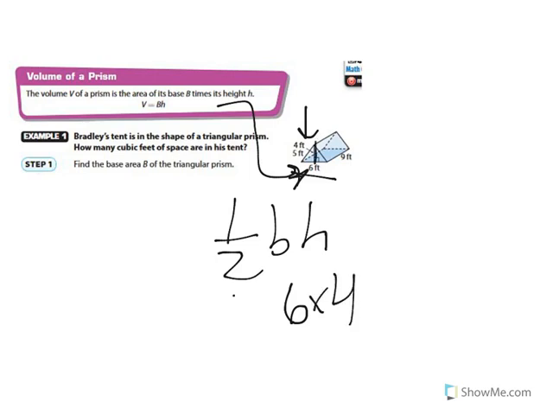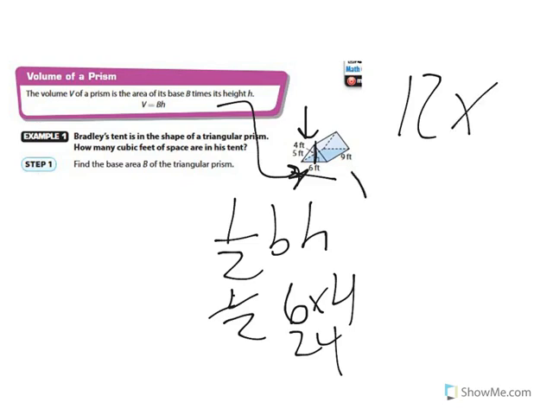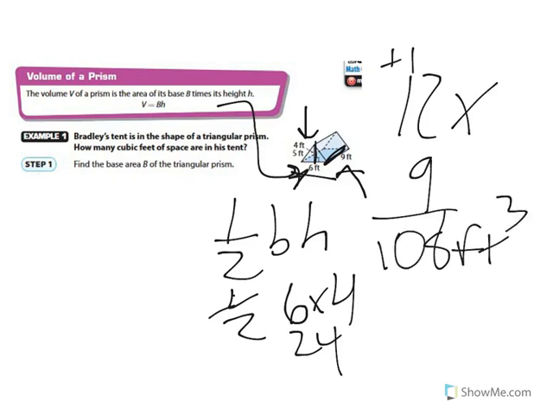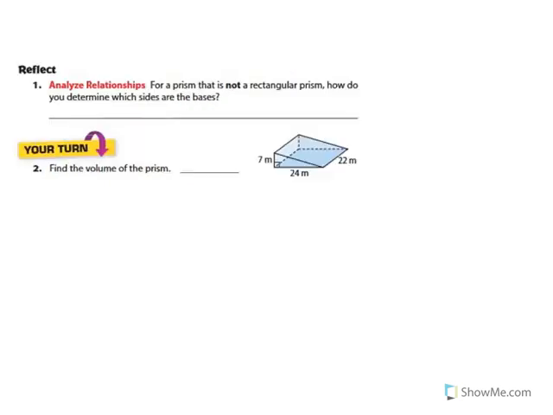Then I take 1/2 of that, so 1/2 of 6 times 4, 24, right? Hopefully you guys can do that in your head. That's 12. And now I need to times it by the height of my shape, which would be on the side there, right? If I put my base and I rotated it, it would be 12 times 9. And I carry the 1, so 108 cubic feet is my answer.